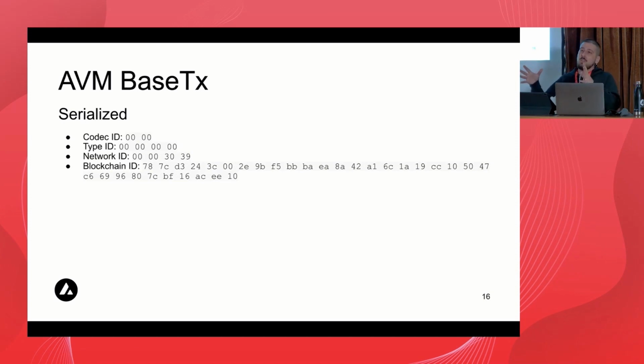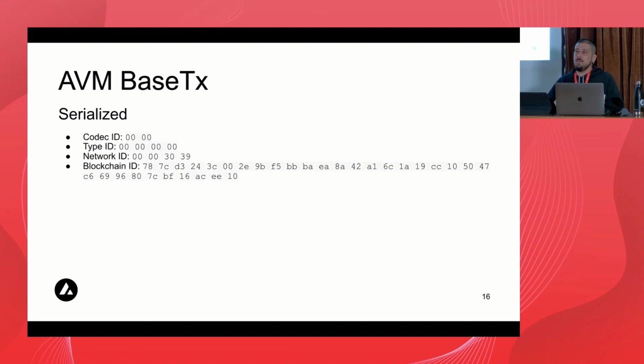We have our Fuji, which is our test network. That's network 5. We have a 1337 network. We also have a 12345 network. So 00, 30, 39, if you convert that to decimal, is 12345. So this is me developing on my local machine.